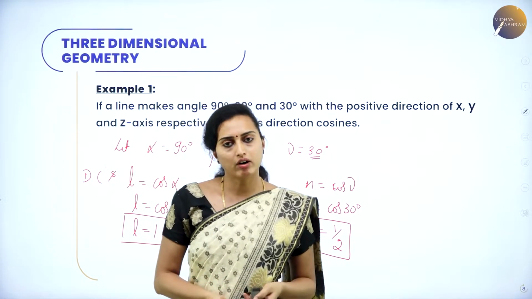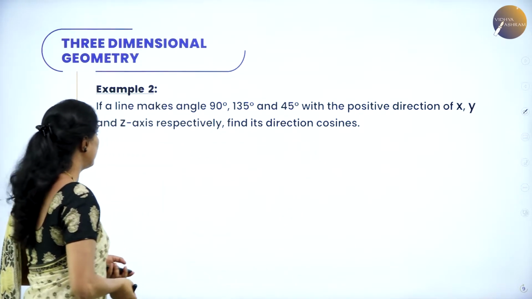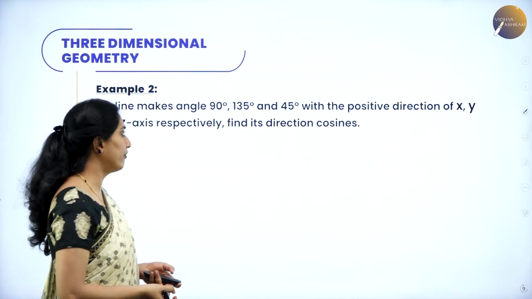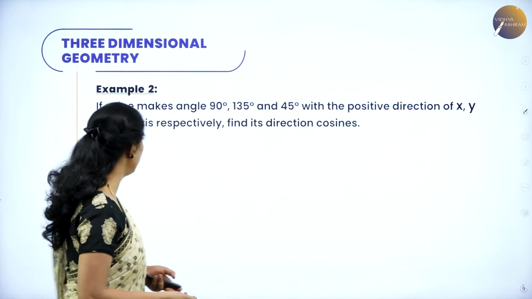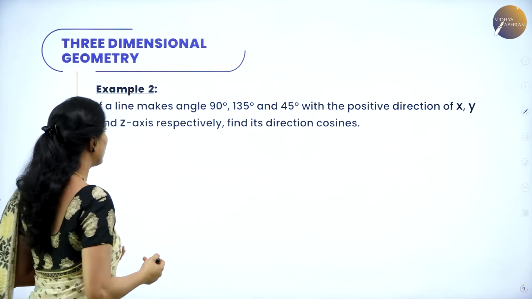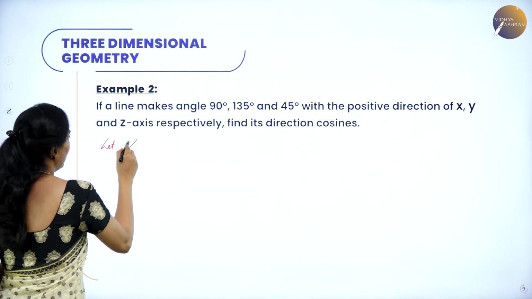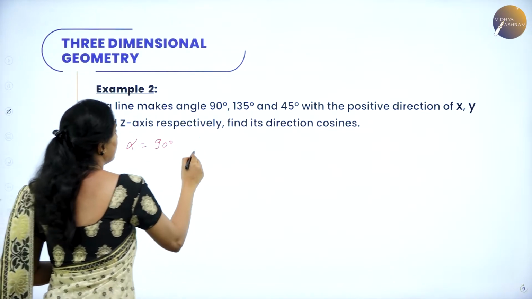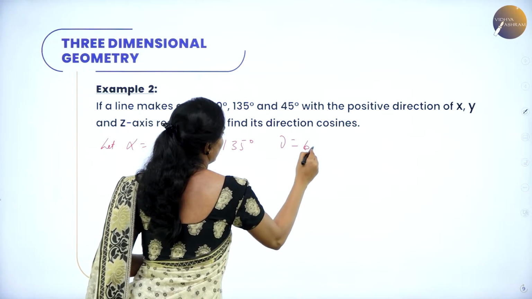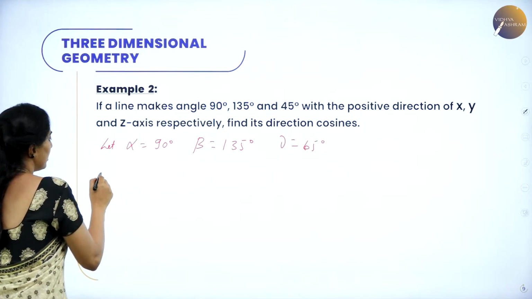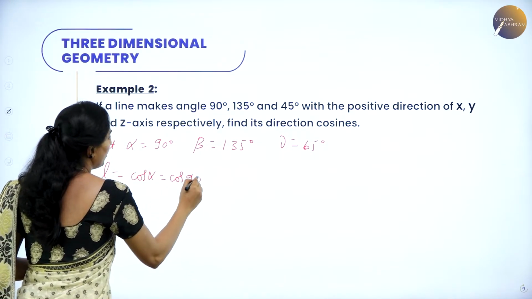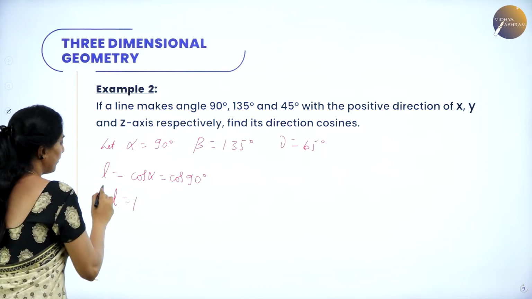Okay, now we'll be moving on to the next problem, dears. What they've asked: if a line makes an angle 90 degree, 135 degree, 45 degree with the positive direction of x, y and z axis respectively, find its direction cosines. Same as before. Let alpha equal 90 degree, beta equal 135 degree and gamma equal 45 degree. Let us find out L first. L is nothing but cos alpha, which is cos 90 degree. Just now we have found out cos 90 degree gives you the value 0.